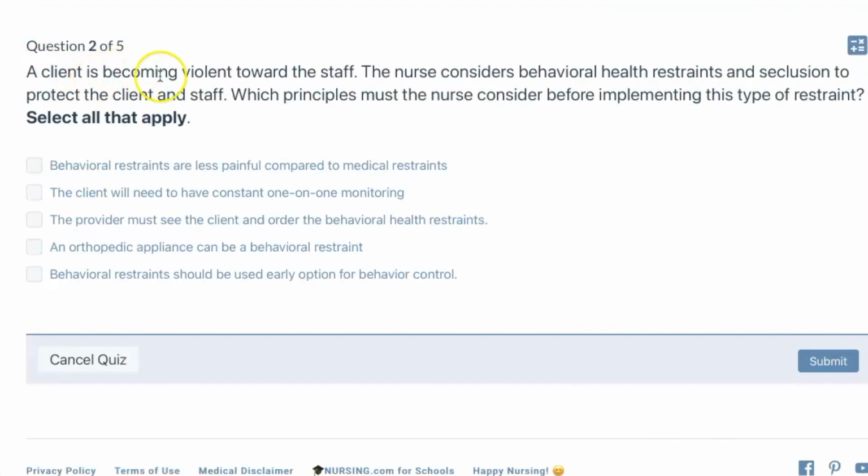A client is becoming violent toward the staff. The nurse considers behavioral health restraints and seclusion to protect the client and staff. Which principles must the nurse consider before implementing this type of restraint? Select all that apply. So keep in mind always on the NCLEX that you make sure that you read when it is a select all that apply. Believe it or not, sometimes students will not read that it's a select all that apply and they only select one answer, just kind of, they're rushing.